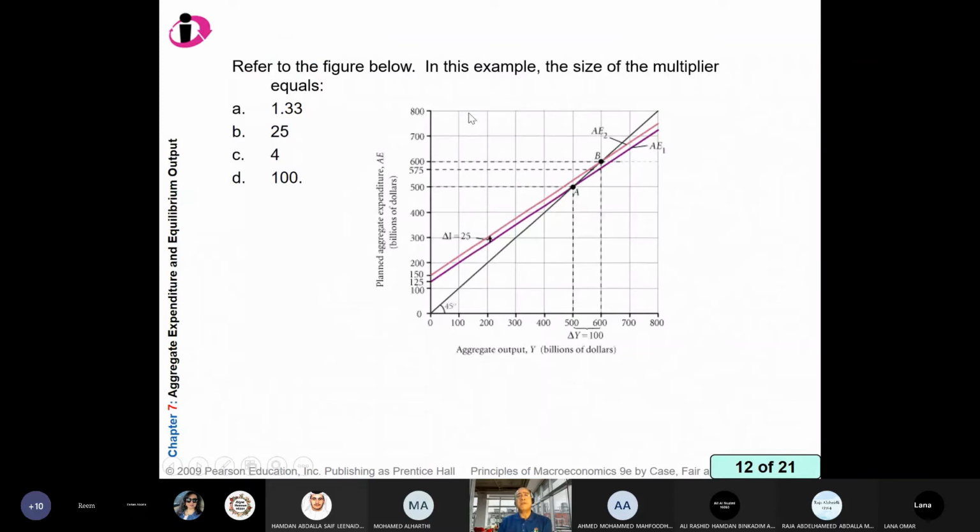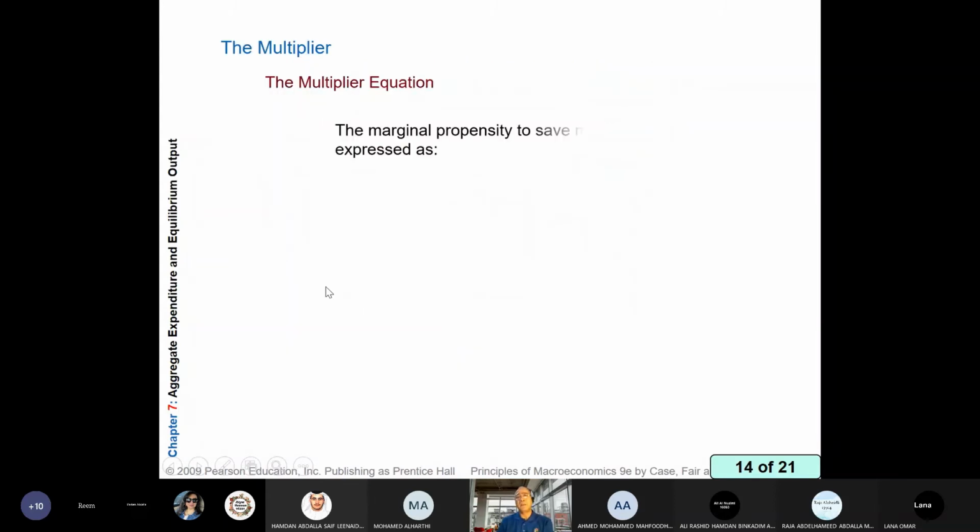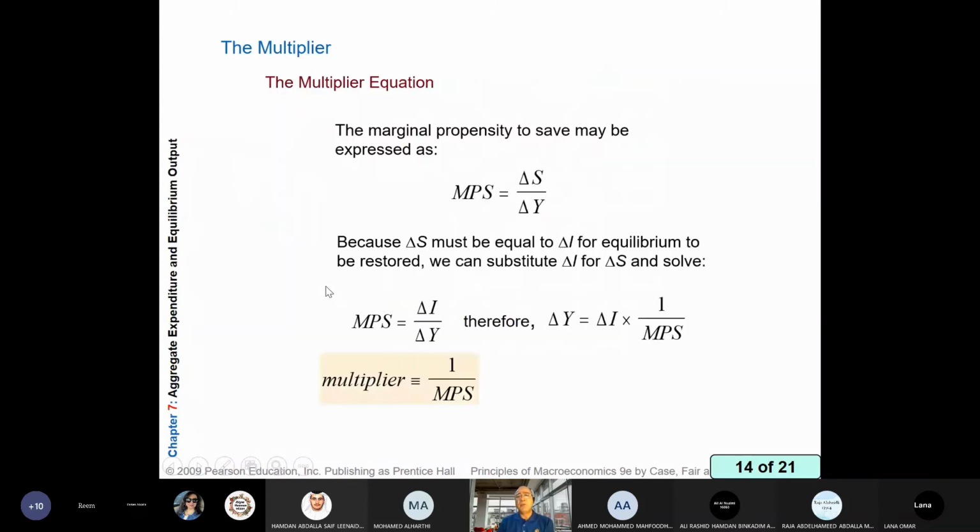Okay, let's go to the size of the multiplier. According to the information here, what is the size of the multiplier? It is 4. Why is it 4? 100, which is delta Y, divided by delta I, 25, which is 4. This is called the size of the multiplier. Now we need to get the equation. What is the equation of the multiplier?